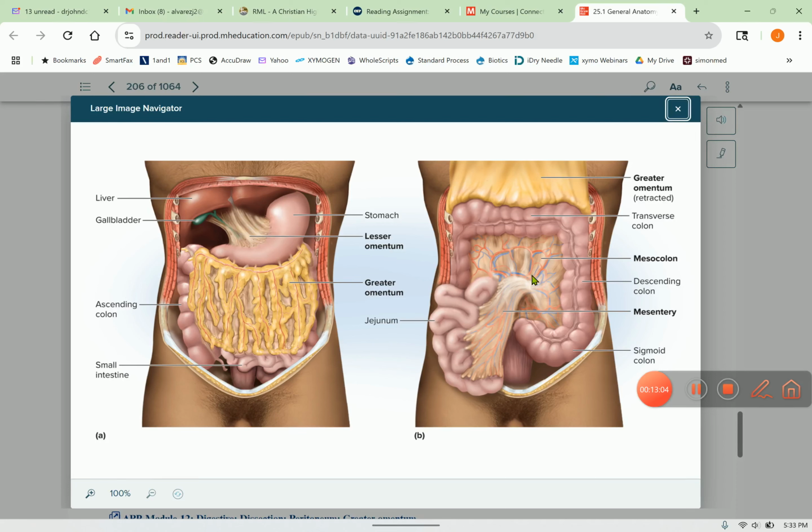They took the greater omentum and reflected it back, or retracted it. And you have a pretty good view of the transverse colon because it's in the transverse plane. Here's the descending colon because it's going down. And what we mean by going down is that's the direction of waste. It's going, in this case, down, and will eventually exit through the rectum.